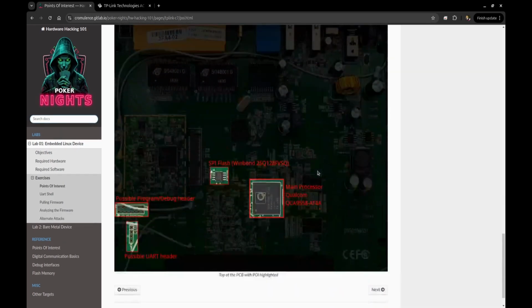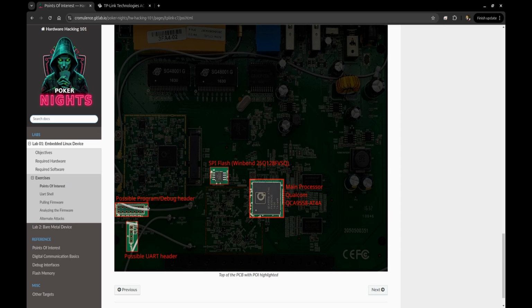And if you scroll down, I highlighted some of these. I pulled part numbers, so we can look those up. And this is in fact a SPI flash. Pulled the part numbers for this Qualcomm processor. And then we have these two interesting headers over here.